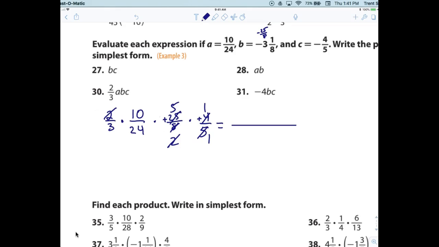Now I can do 10 and 24. Don't forget. 2 goes into 10 how many times? 5, and 2 goes into 24, 12. Do I see anything else in the top and the bottom that can reduce? I don't see anything, right? So now you have to just observe carefully. 5 and 5 makes 25. And then 12 times 3, 36. Everybody happy with that? 25 over 36, agreed?